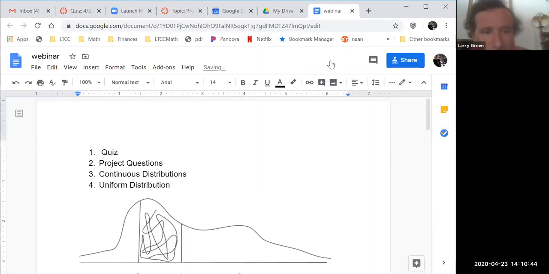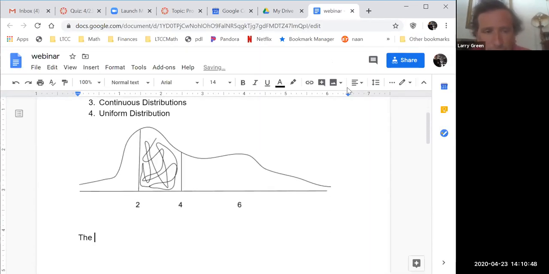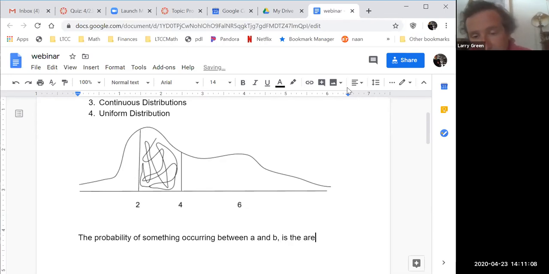Let me save and close so we can now type. So the probability of something occurring between, I was going to use A and B, in this case 2 and 4, as a picture, is the area below the curve, above the x-axis, and between A and B. Any questions on that idea? Any questions?